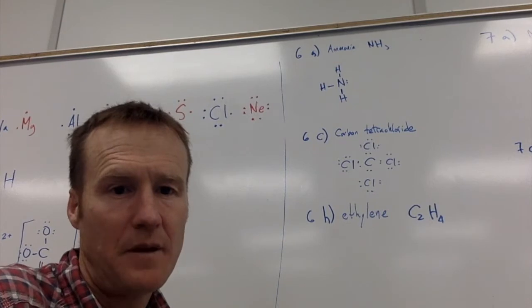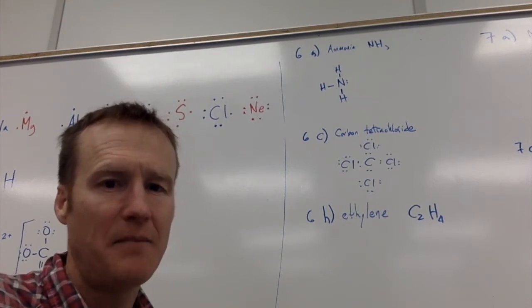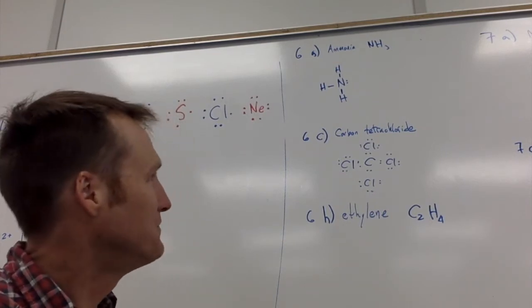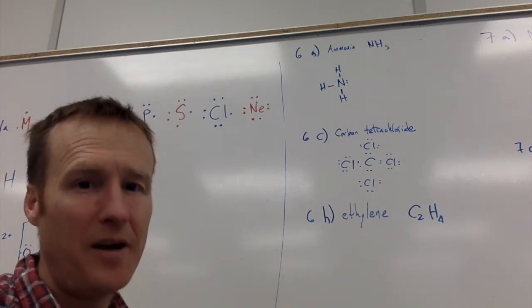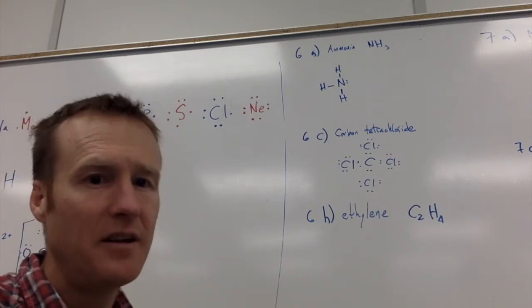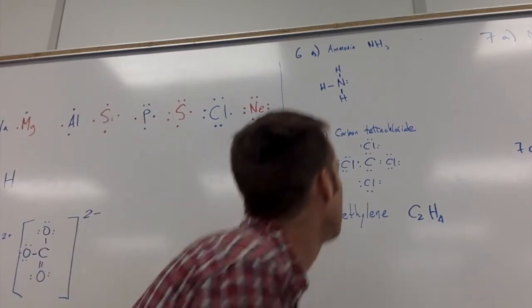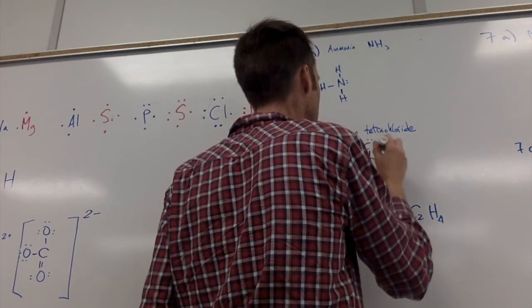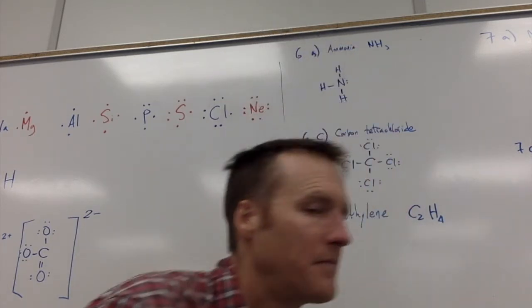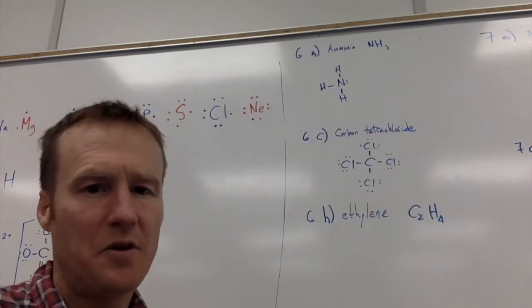Well, this is a lot of dots. It's a little bit messy, you know. How can we clean that up a bit? Well, we're going to clean that up by making the bonded pairs into lines. That's a Lewis dot structure for carbon tetrachloride.